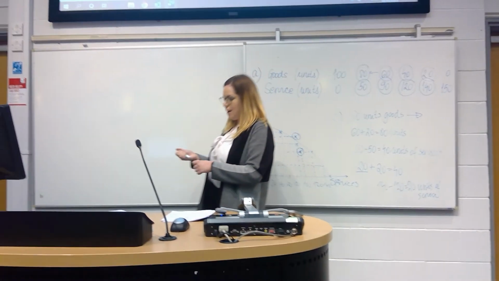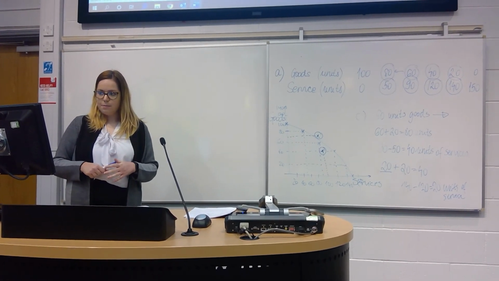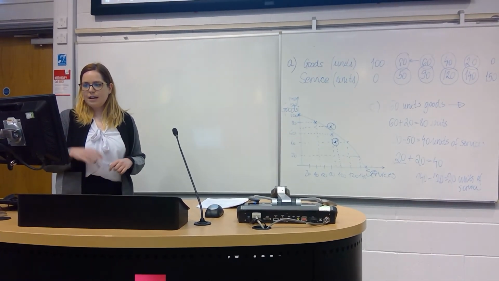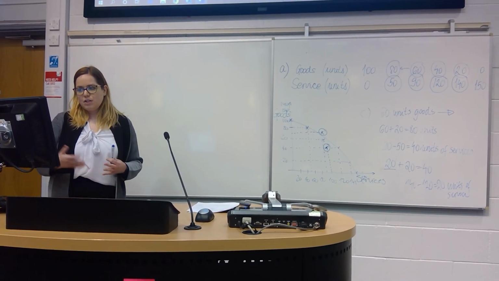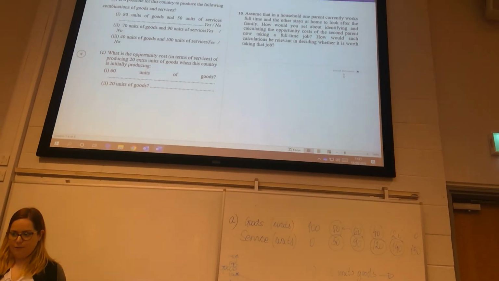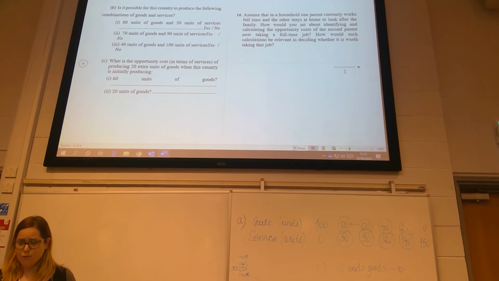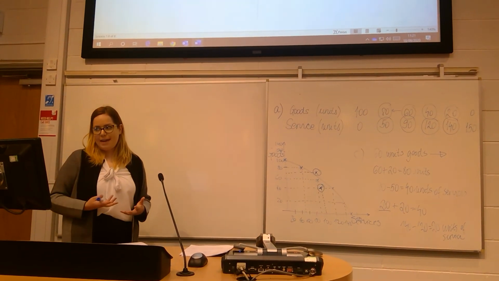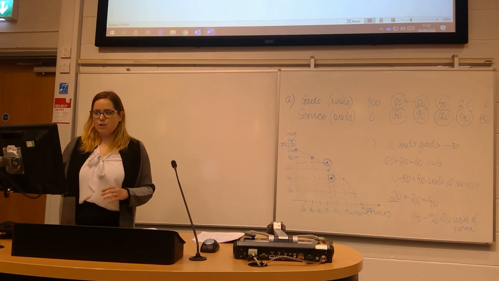And finally, we have our task number 10. This task will be discussed in more detail in class, but just to give you some brief ideas, we have to assume that in a household, one parent currently works full-time and the other one stays at home to look after the family. The question asks us, how would you set about identifying and calculating the opportunity cost of the second parent now taking a full-time job, and how would such calculations be relevant in deciding whether it is worth taking the job? So think about the choices that the individual has to make when taking a job, and also the family has to make when that individual is about to take the job.